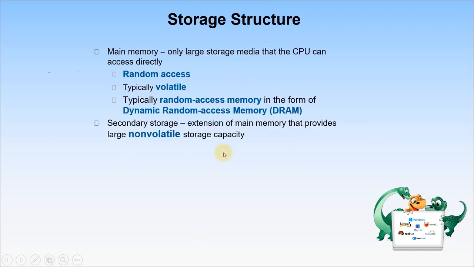Storage structure. The storage structure of a computer system is basically divided into the main memory and the secondary storage. The main memory is the only large storage medium that the CPU can directly access. Its characteristics are that it is random access and typically volatile. When you say volatile, you've got temporary storage. Your data is there unless there is no power. When the power is gone, your data is also gone. That is volatile. Typically, it is random access memory in the form of dynamic random access memory or DRAM.